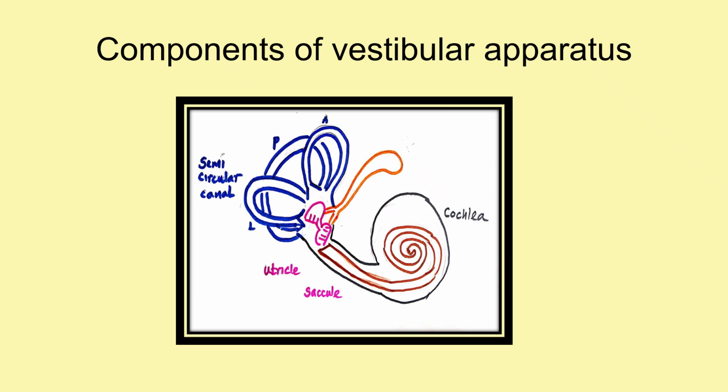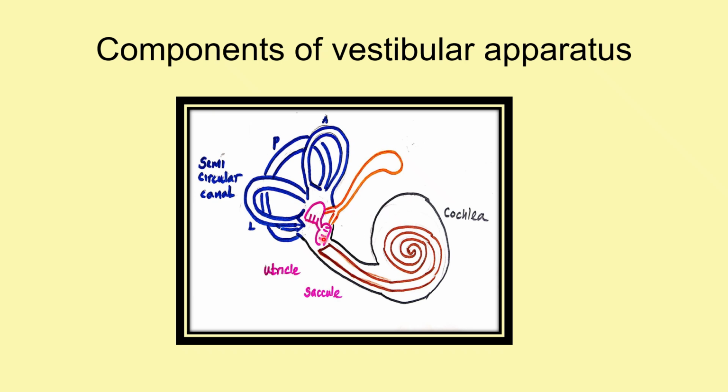Components of the vestibular apparatus are the utricle, saccule, and semicircular canal. This is the utricle. This is the endolymphatic sac. This is the cochlea.